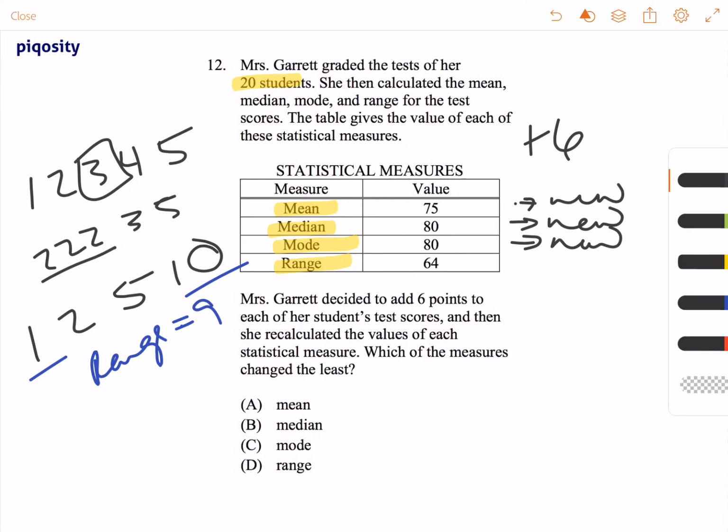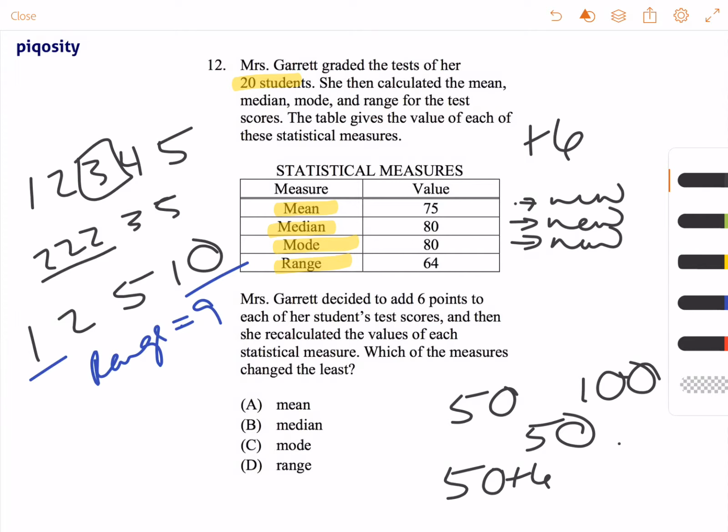Let's say, just for the sake, we had 50 and 100 were the values in this class. So the difference, or the range between them, was 50. 100 minus 50 is 50. But if we add 6 to both of those values, and we get 56 and 106, guess what doesn't change? The range does not change.